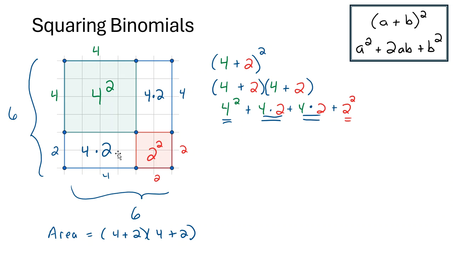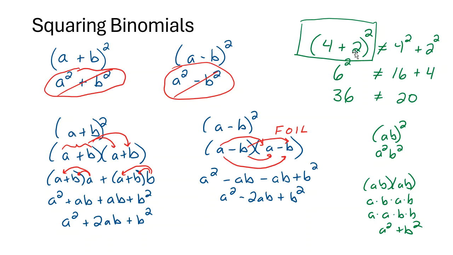Let's show this a little more generally. Actually, before we do that, let's just see how this comes out to be 16 plus 8 plus 8 plus 4, which is 16 plus 4 is 20, 8 plus 8 is 16, so that gives us the 36 that we came up with by also using the order of operations over here, doing what was inside first and then squaring it.